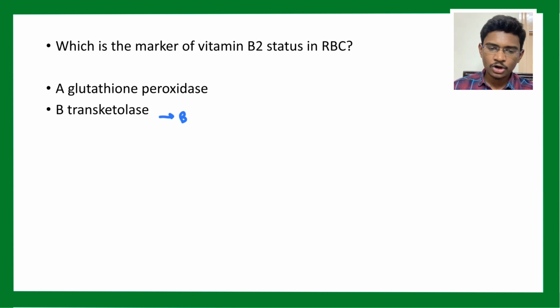The marker of vitamin B2 status in RBCs is nothing but glutathione peroxidase. Transketolase is for vitamin B1.